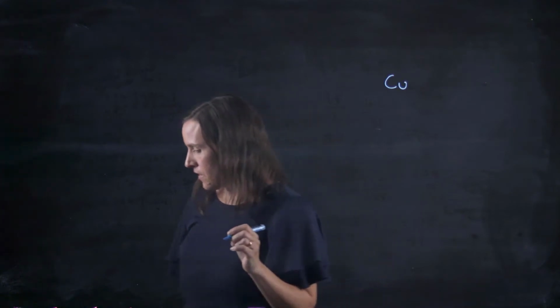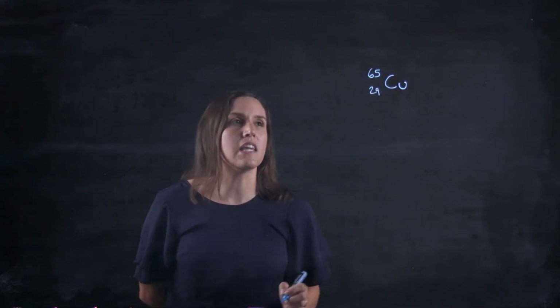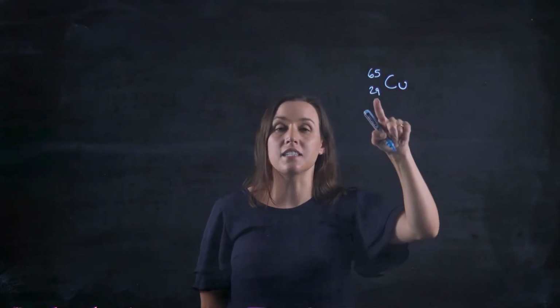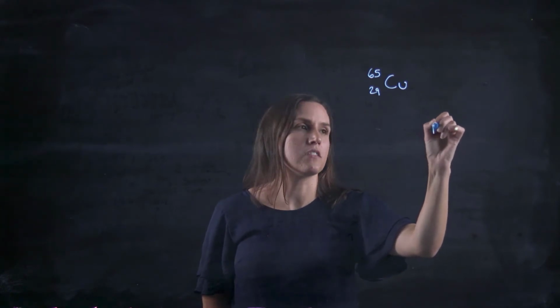Hi, so in this video we're going to look at the number of protons, neutrons and electrons in elements. So let's start with a simple one. So let's look at copper, 65 and 29. So the number that's the smallest is the number of protons.